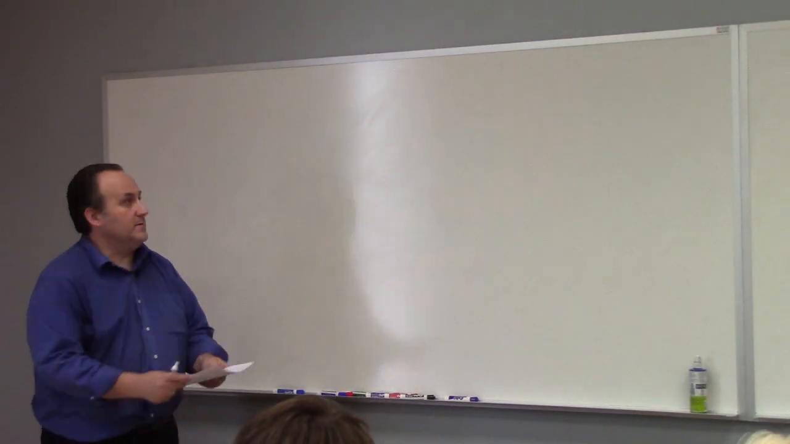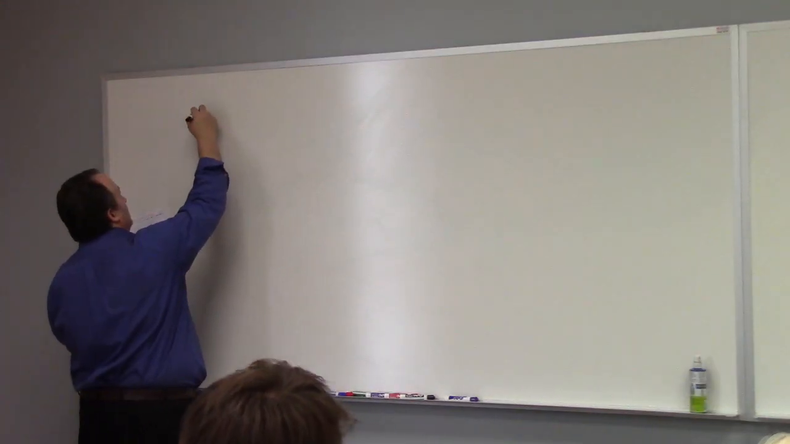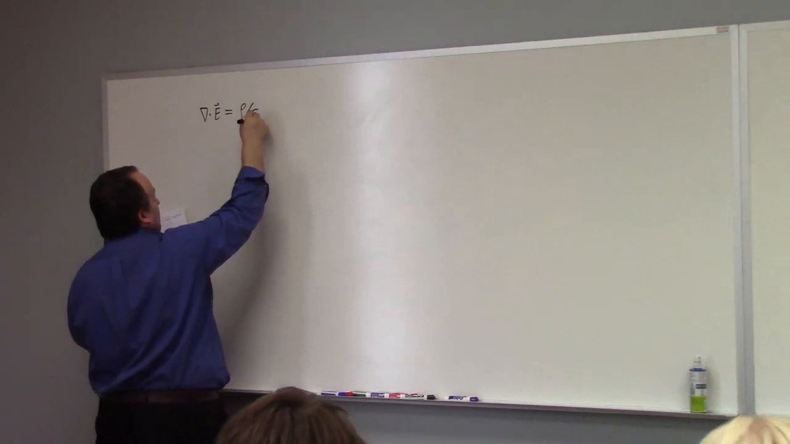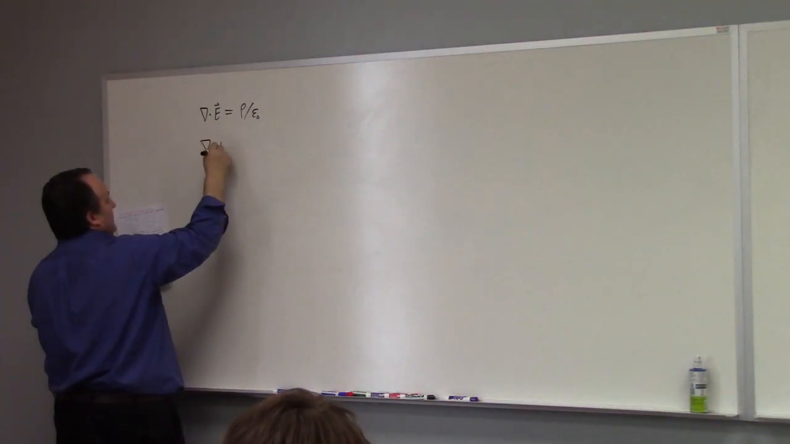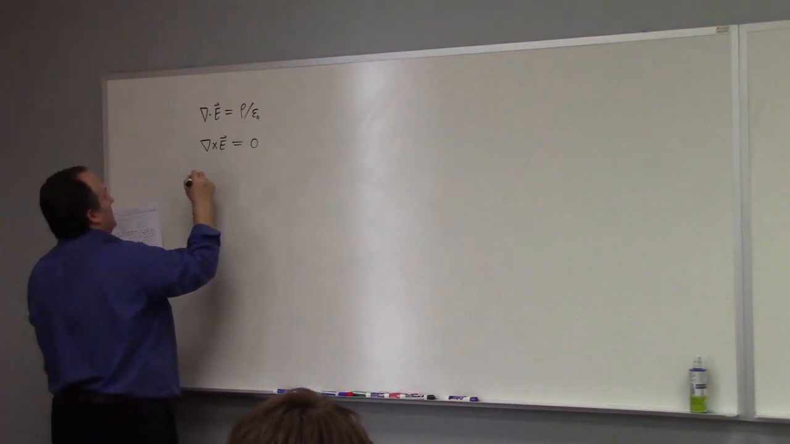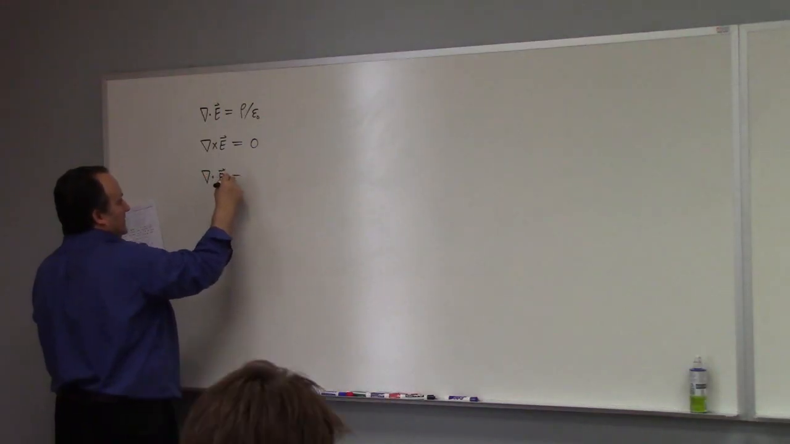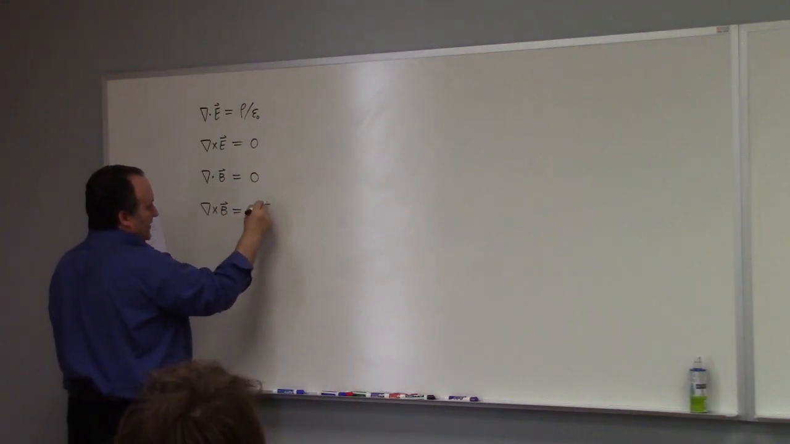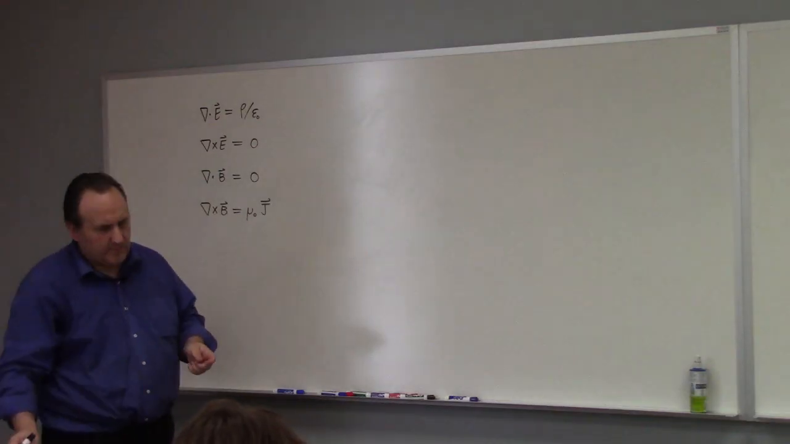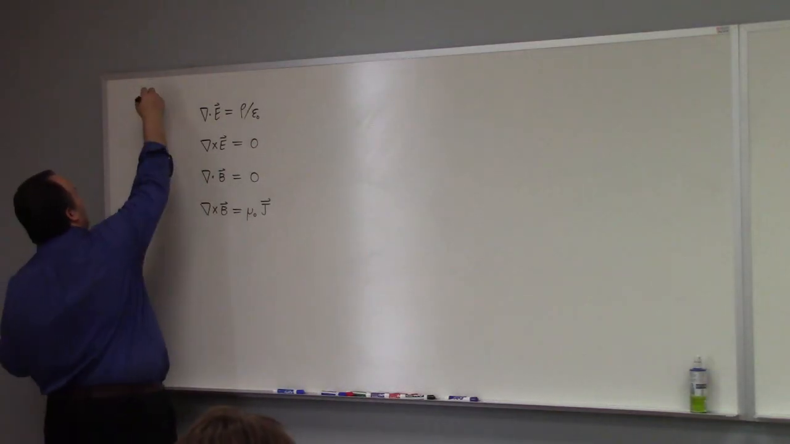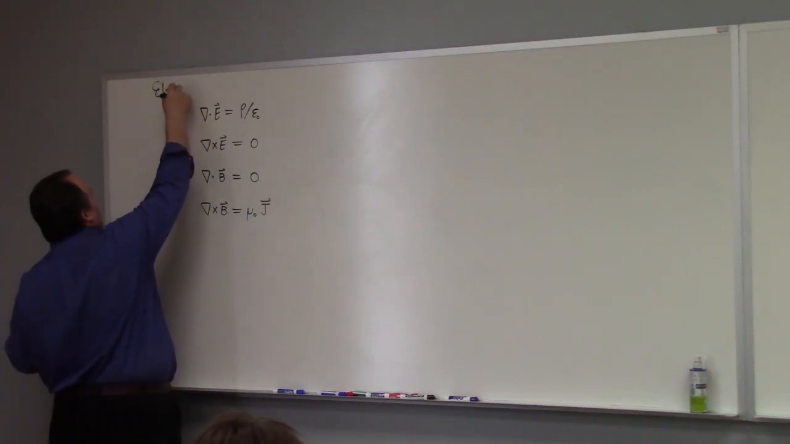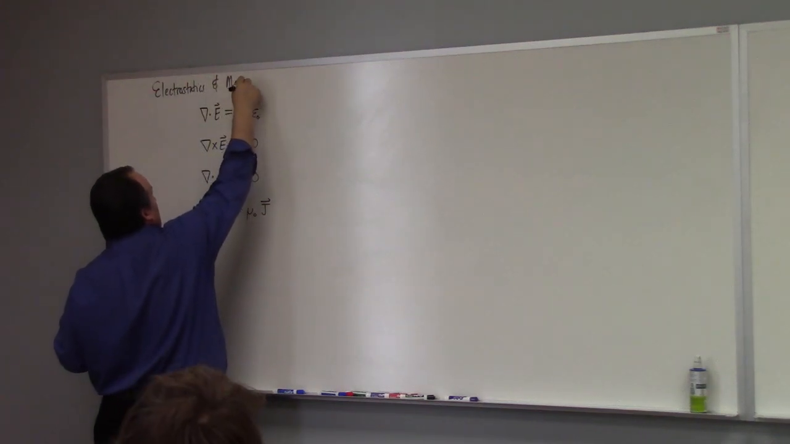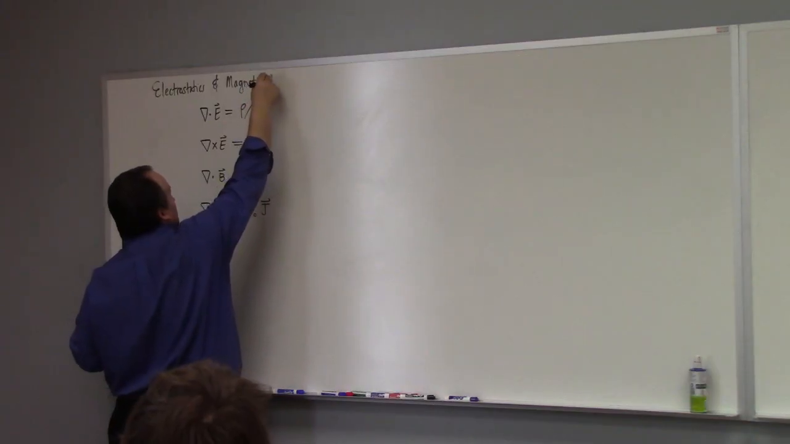electrostatics, right? So essentially, we have these equations. The divergence of the electric field is rho over epsilon naught. The curl of the electric field is 0. The divergence of the magnetic field is 0. And the curl of the magnetic field is mu naught times J, right? So these right here form the theoretical core, if you will, of electrostatics and magnetostatics.